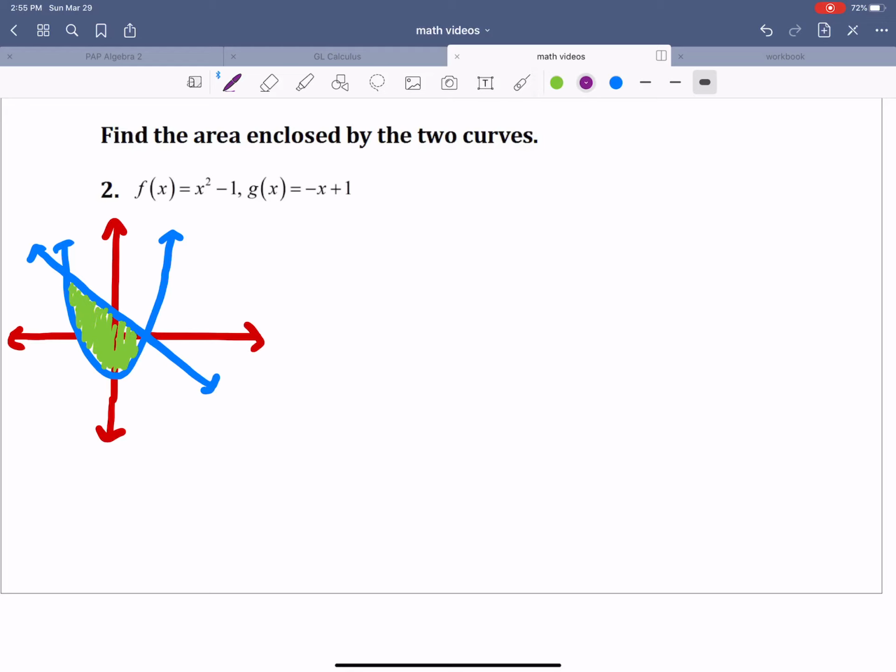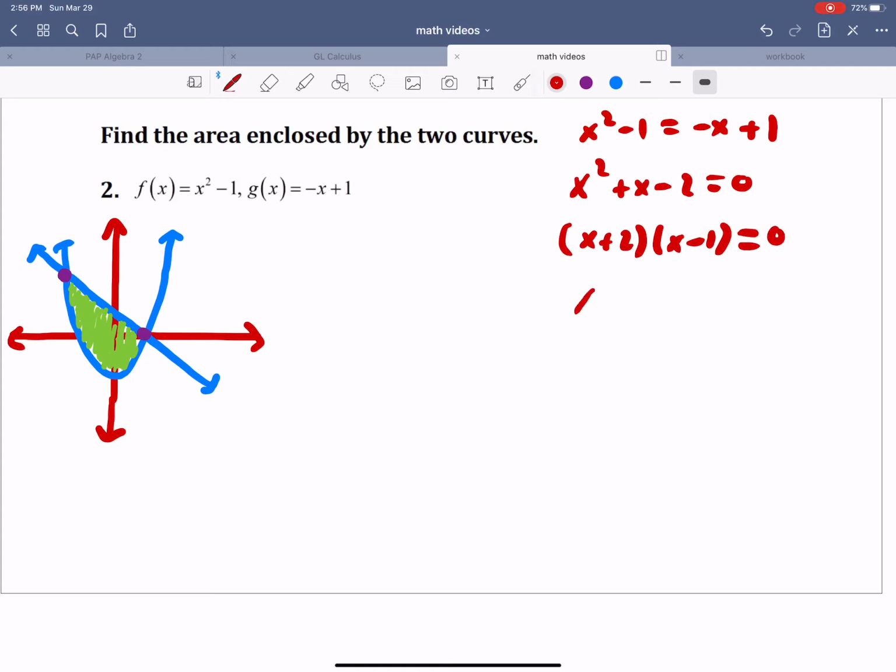So this is the area that we're going to try to find. So I need to find, obviously, the bounds. So I need to find those two intersection points. Again, the best way to do this is using some simple algebra 1. This might be closer to algebra 2. Okay, x squared minus 1 equals negative x plus 1. So we end up getting x squared plus x minus 2 equals 0. That trinomial factors to x plus 2 times x minus 1. Set each one of those equal to 0, and we get x equals negative 2, and we get x equals 1 as our two x values.